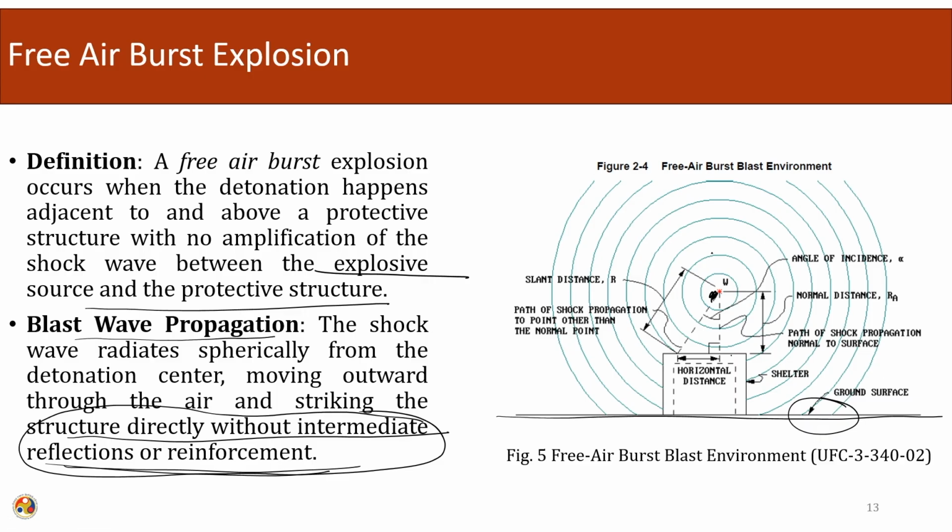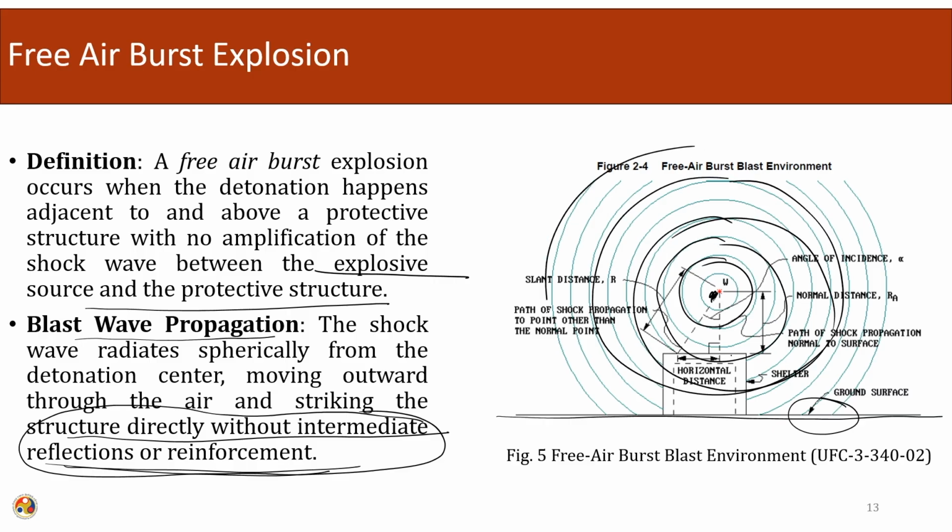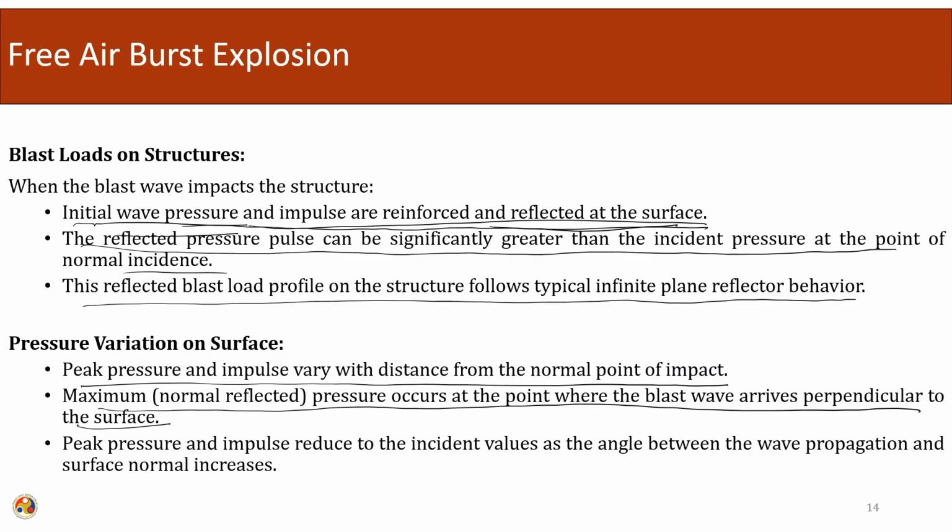So, in a free air burst environment we can see the blast wave propagating and there is no reflection in the blast waves. The shock waves or blast waves have no amplification. But the pressure waves and impulses are reflected at the surface, and these reflected pressures can be significantly greater than the incident pressure at the point of normal incidence.